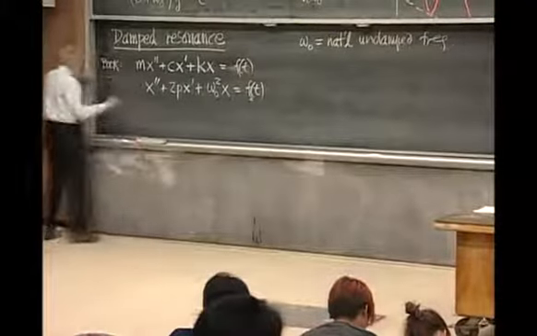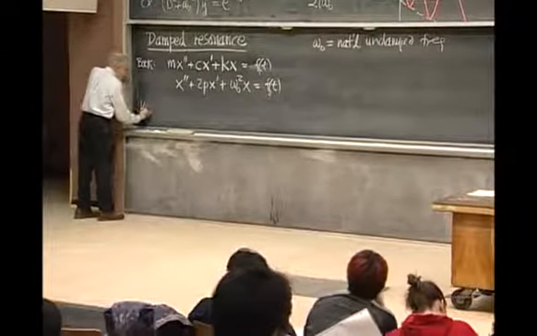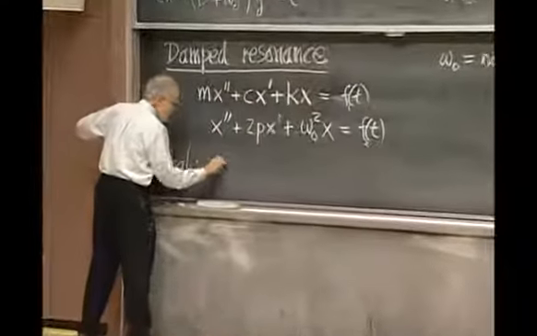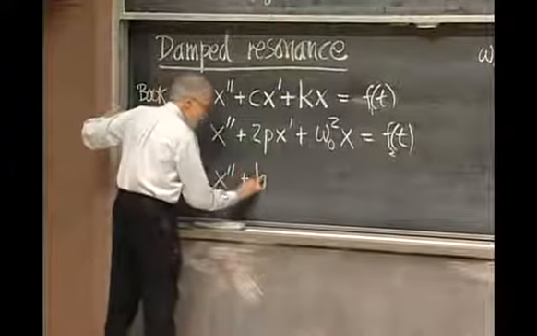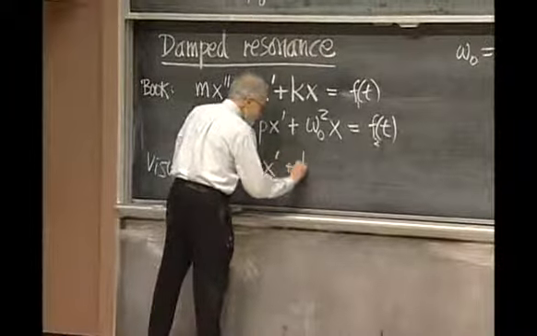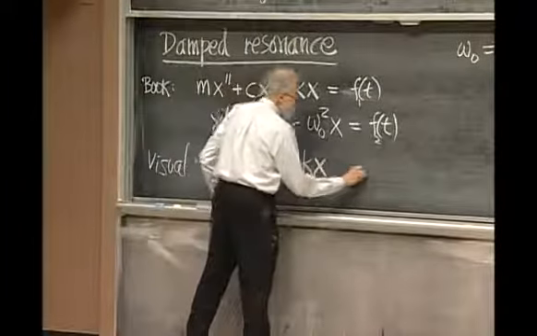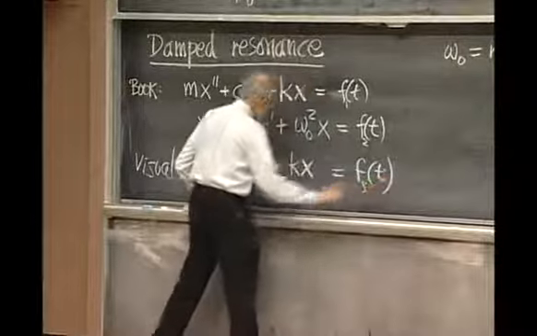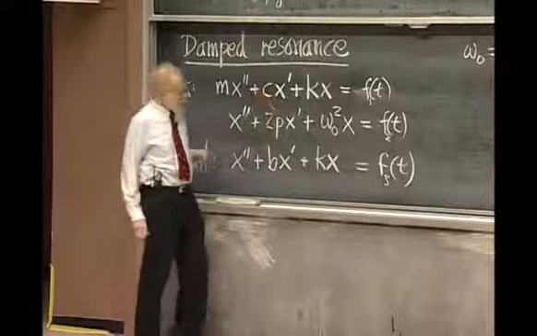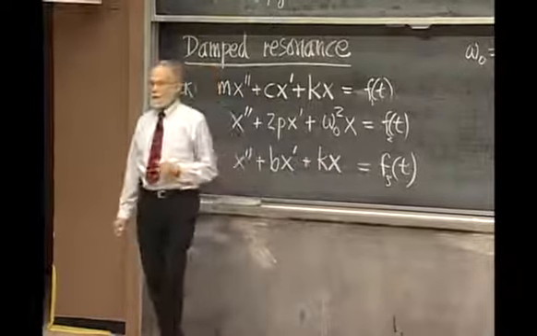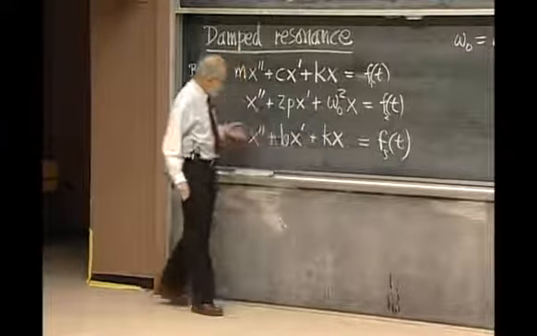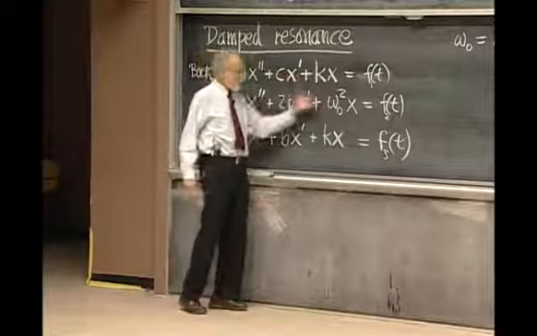Now, a further complication is that the visual uses neither of these. The visual uses x double dot plus b times x prime, I think we'll have to fix this in the future, but for now just live with it, plus kx, and that's some function. So in other words, b can't be confused with c. On the other hand, this is not the same k as that, because to convert this k, either you have to assume the mass is 1, or you have to divide through by it.